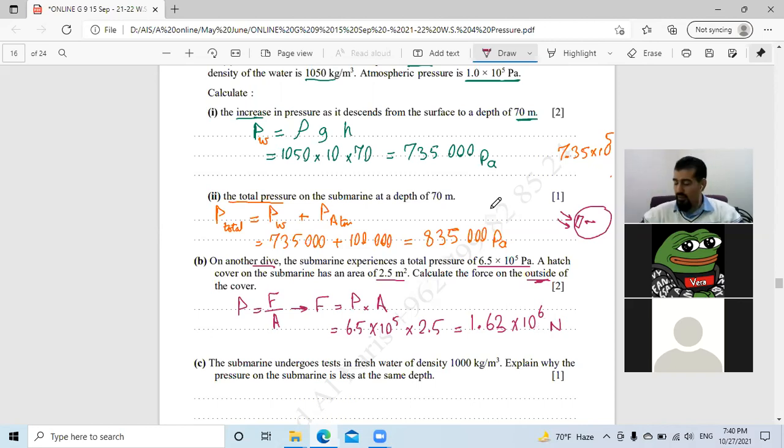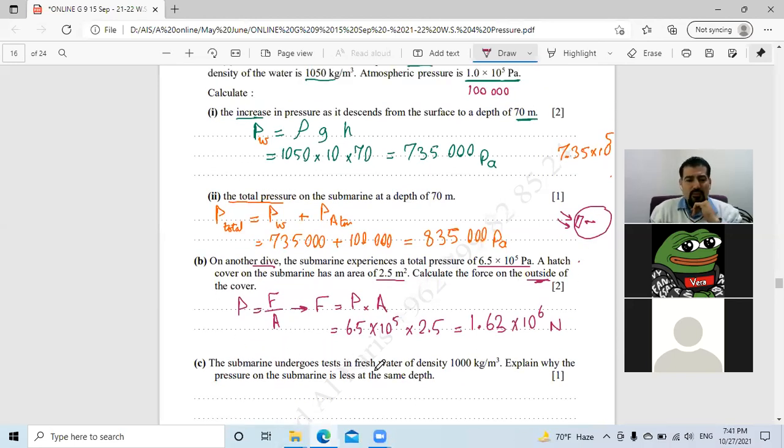Why 100,000? The atmospheric pressure is 1 × 10⁵, 5 zeros. That means 1, 2, 3, 4, 5 zeros, so 100,000. This is the atmospheric pressure. Or you can put it like this, and you will find the answer by using a calculator. It will not change.